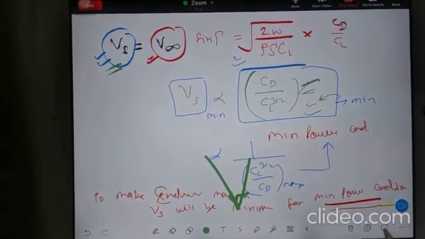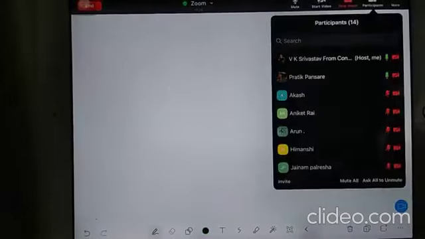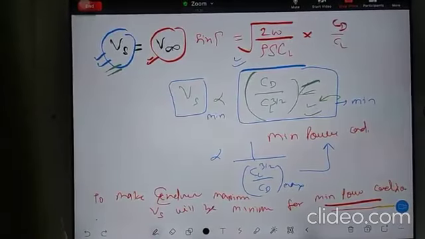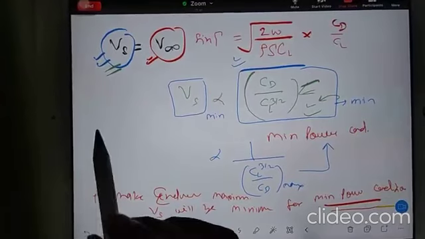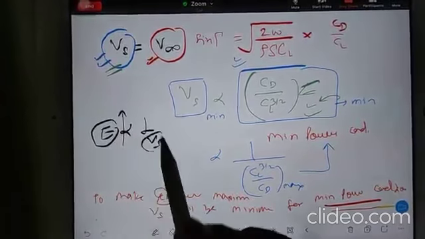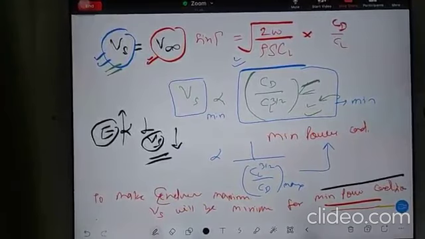Done? Okay. See, I'll change the page. Yes, Pratik? Minimum, na? Vs will be minimum. You check your previous notes. I have given that endurance is proportional to Vs. So to make endurance maximum, Vs should be minimum, and to achieve minimum Vs, you should fly at minimum power condition.